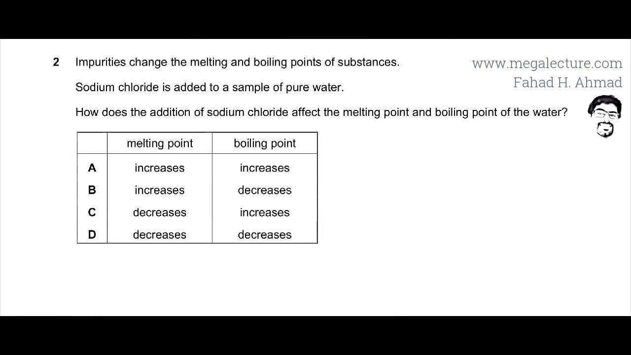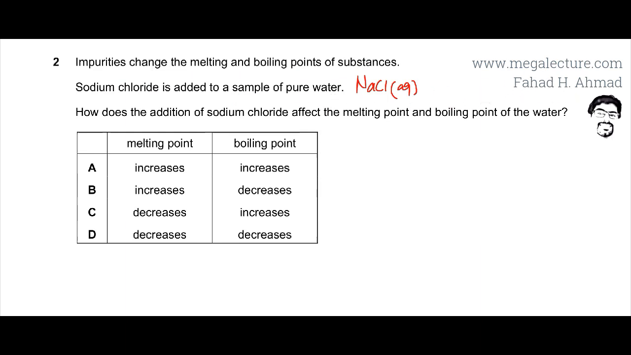In the following question, the question reads that impurities change the melting and boiling points of substances. Pure substances, remember, have a very fixed melting and boiling point. Impure substances, their melting and boiling points change and they melt and boil over a range of temperatures. Now, sodium chloride is added to a sample of pure water. So that basically makes it NaCl, aqueous. Now, you don't have pure water, it is a salt solution now. How does the addition of sodium chloride affect the melting point and boiling point of water?